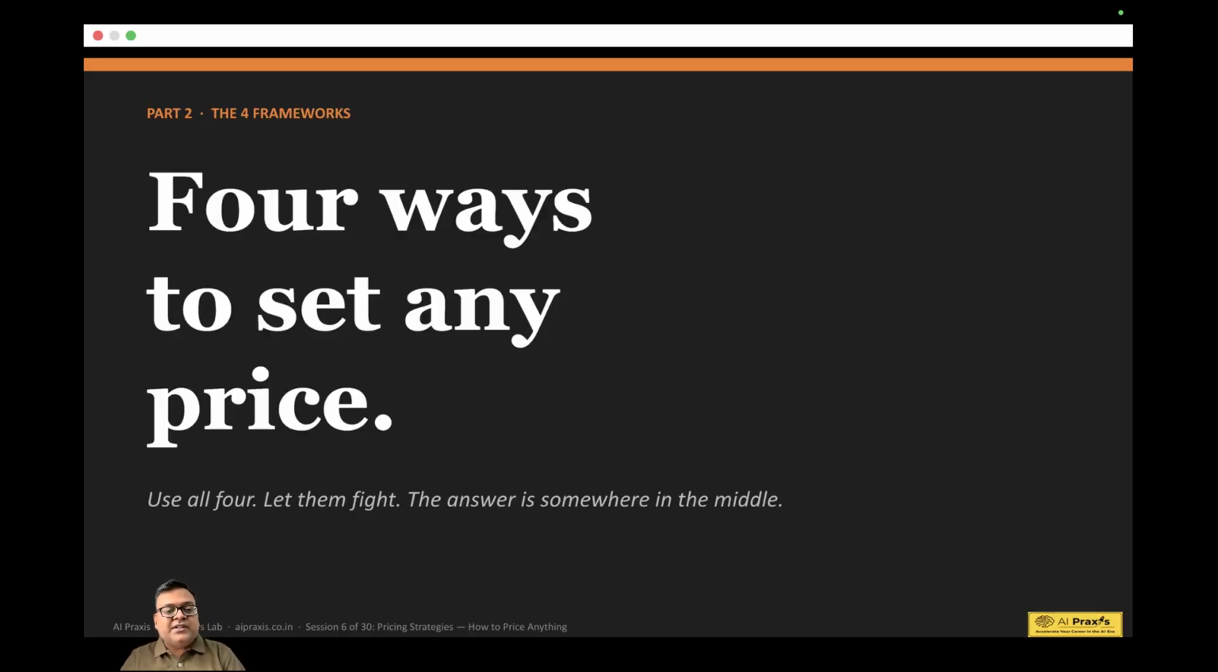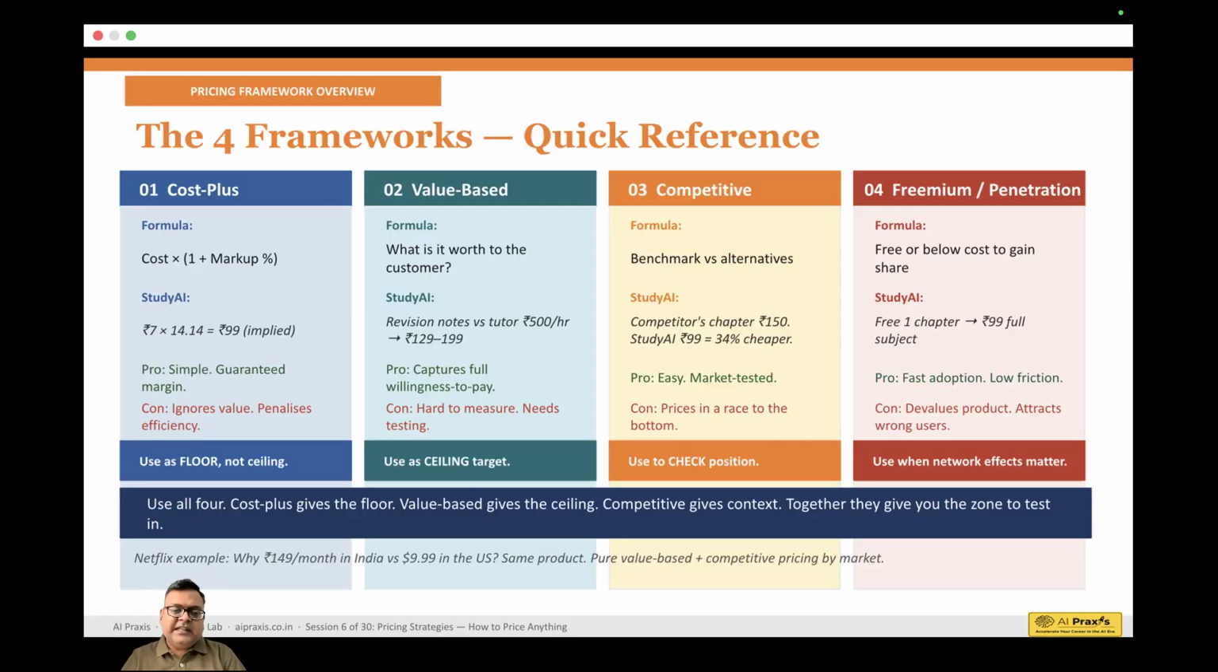Part 2 of this presentation talks about 4 frameworks that we want to discuss. Use all of them. Let them fight. The answer is somewhere in the middle. Let's start with cost plus pricing. The formula is very simple. Cost into 1 plus markup percentage. In case of Study AI, 7 rupees multiplied by 14.14 is the 99.